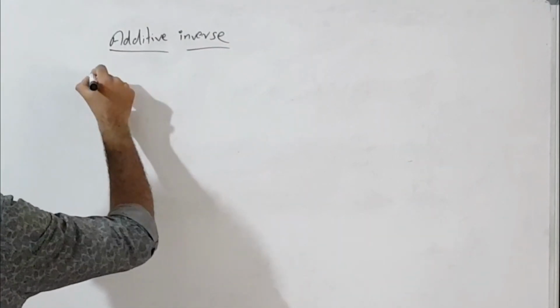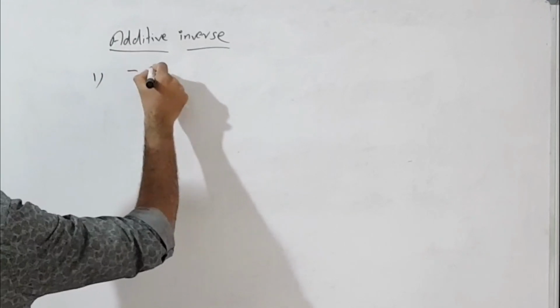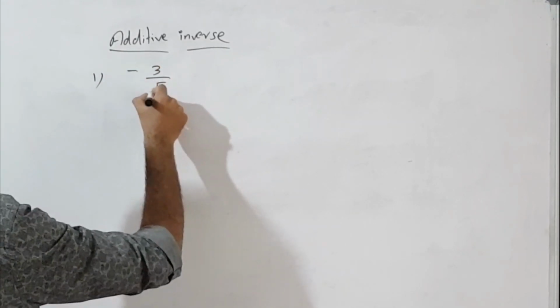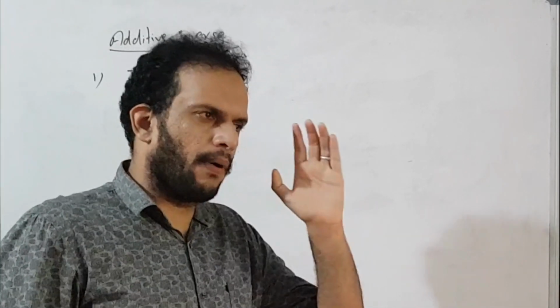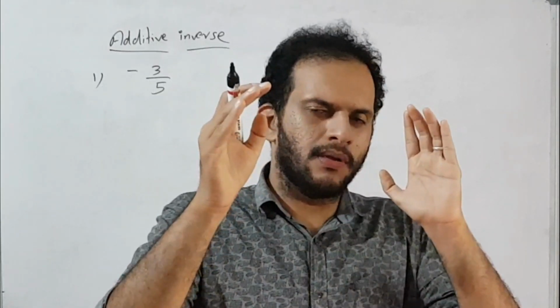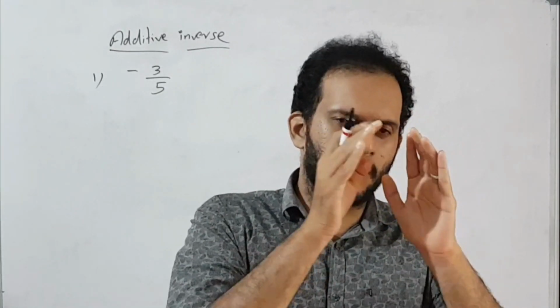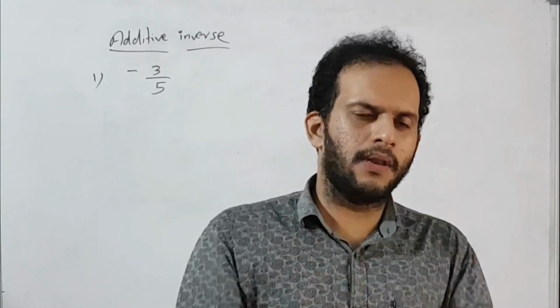We want to write the additive inverse of minus 3 by 5. Okay, minus 3 by 5. To remember, what is an additive inverse? The additive inverse of a number means we just put a minus symbol in front of that.